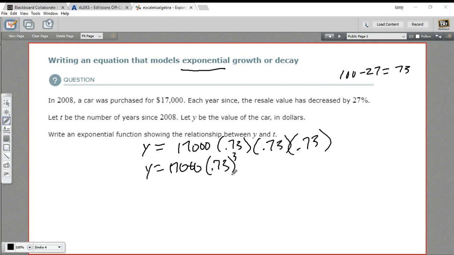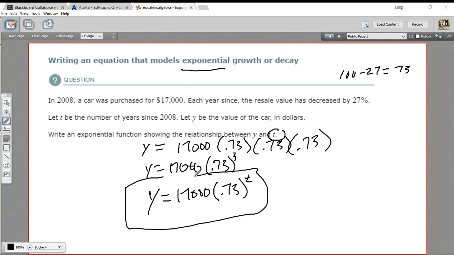Or we could write a general formula here where we put in, instead of the 3 for 3 years, the t for the number of years. In that case, we'd get this formula, y equals 17,000 times 0.73 to the t power. And now we can use this formula to say what's the value of the car after 1 year, or after 7 years, or after 17 years. So that is how to write an equation that models exponential growth or decay.